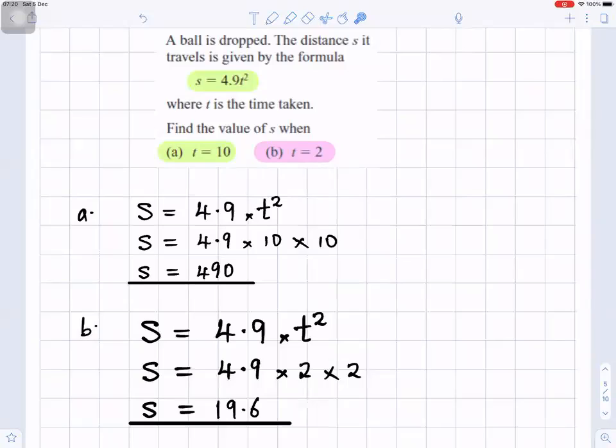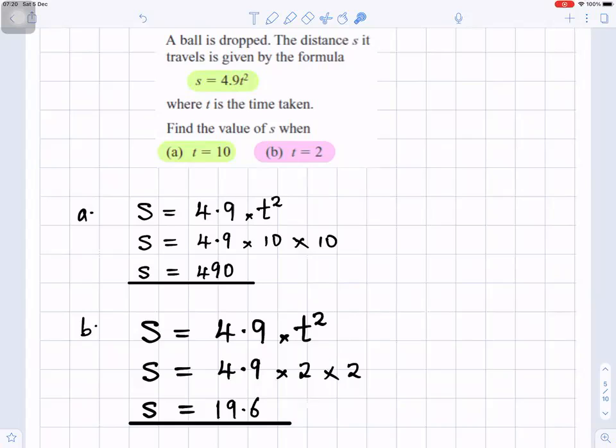So the first thing we do, we write down the formula. S = 4.9 × t². T is 10. So substitute the value for t. And that means 10 × 10 × 4.9. And that gives us 490.